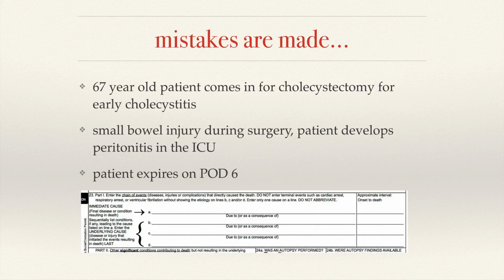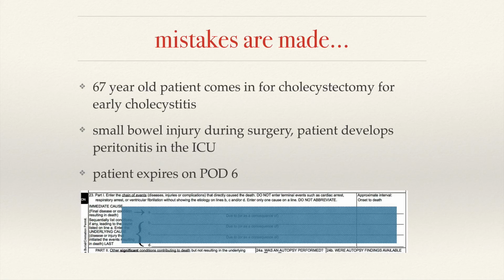Here's another interesting case. A 67-year-old patient comes in for a cholecystectomy and has a small bowel injury during surgery and develops peritonitis in the ICU and ultimately dies. And again, this actually is an ME case. So the big picture, if a person caused the conditions that led to the patient's death, whether accidental or intentionally, traumatized the patient, that's going to be a medical examiner case.